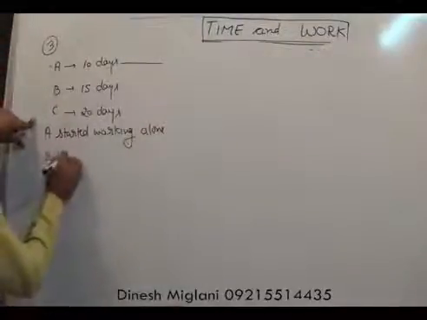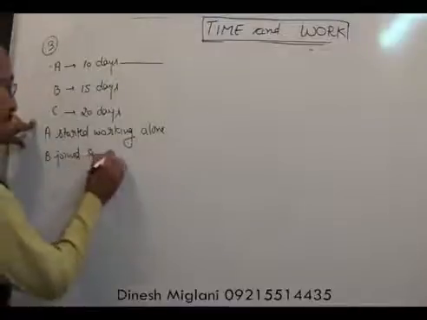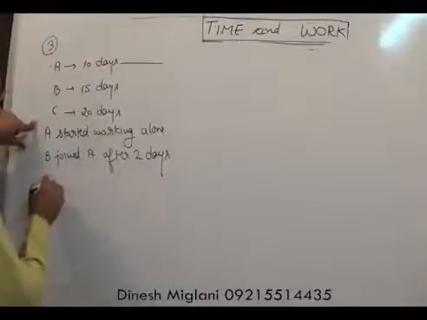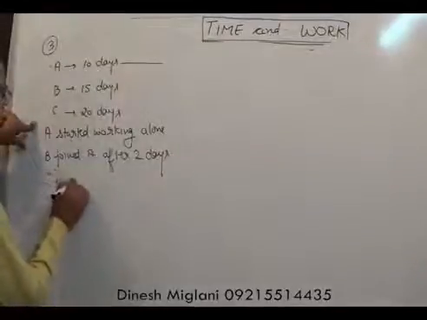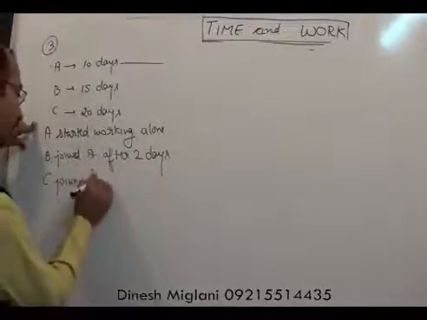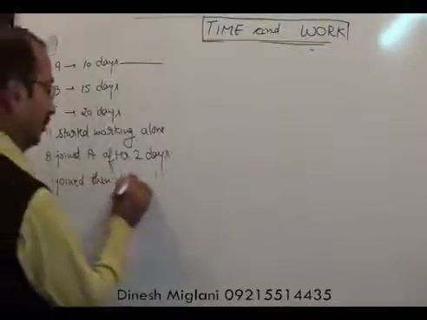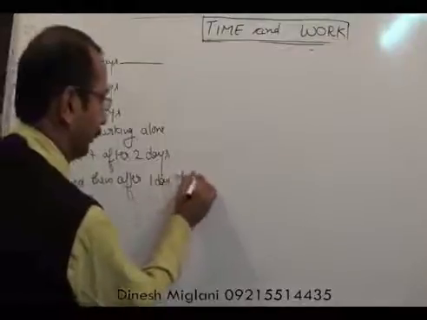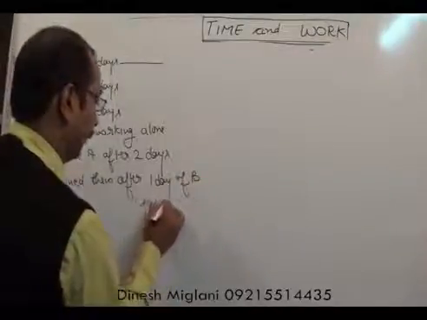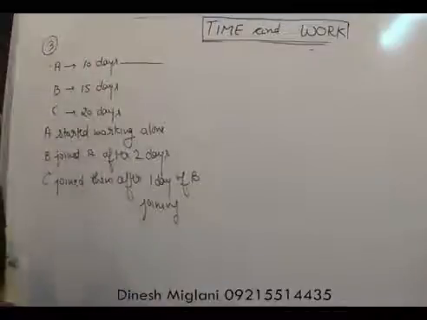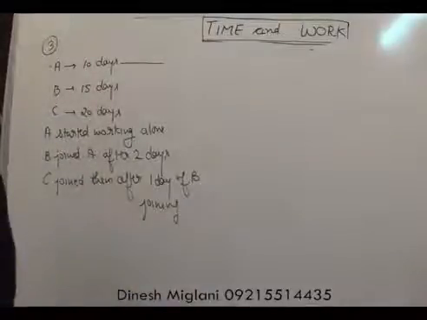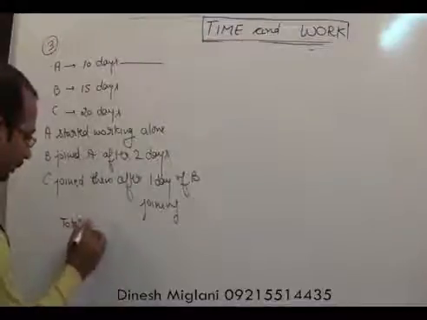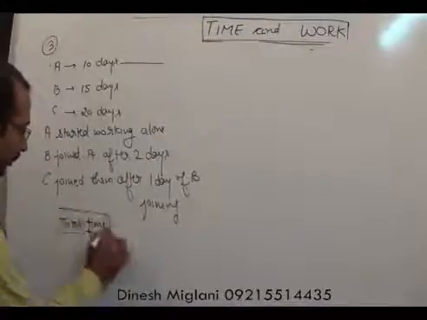B joined A after 2 days. C joined them after 1 day of B. The question is, what is the total time taken by them to do the work? Find the total time taken by them to do the work.